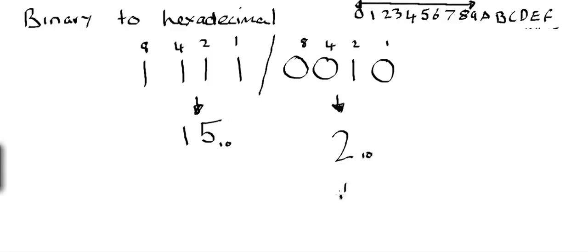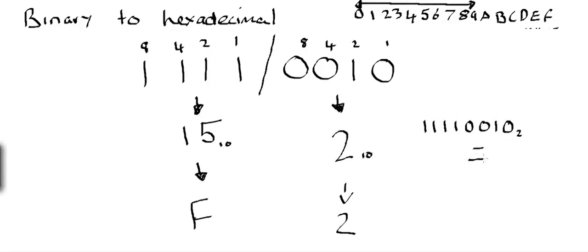So 2 we know is going to be 2. 15, we know it only goes up to 15, so that's our highest one. If we look back on this chart up here, that 15 is equal to F. So we can say that 1, 1, 1, 1, 0, 0, 1, 0 equals F2 in hexadecimal.